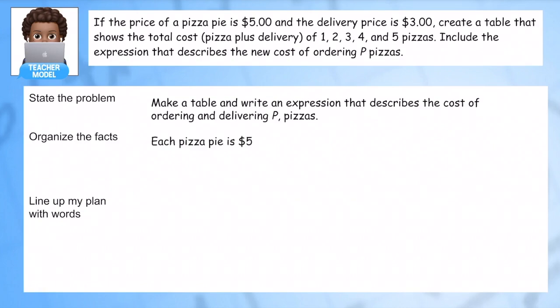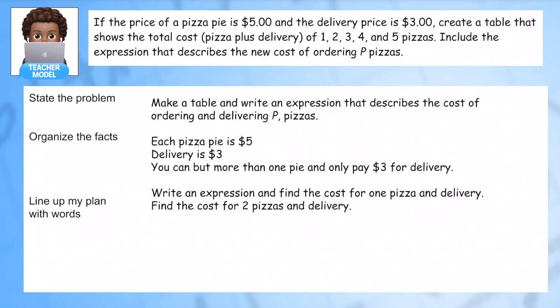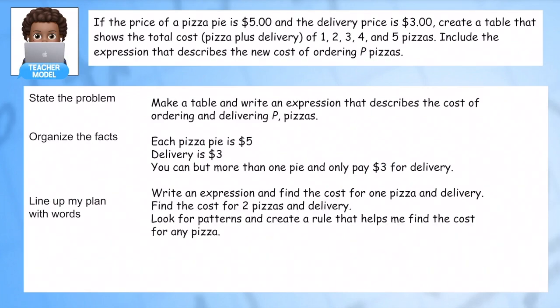Here's what we know. We know that each pizza pie is $5. We know a delivery is $3. And we know that you can order more than one pizza pie and they'll still only charge you $3 for the whole delivery. So here's my plan. I'm going to write an expression and find the cost for 1 pizza and delivery. Then I'm going to try finding it for 2 pizzas and delivery. And I'm going to use this to look for patterns and create a rule to help me find out the cost for any pizza.